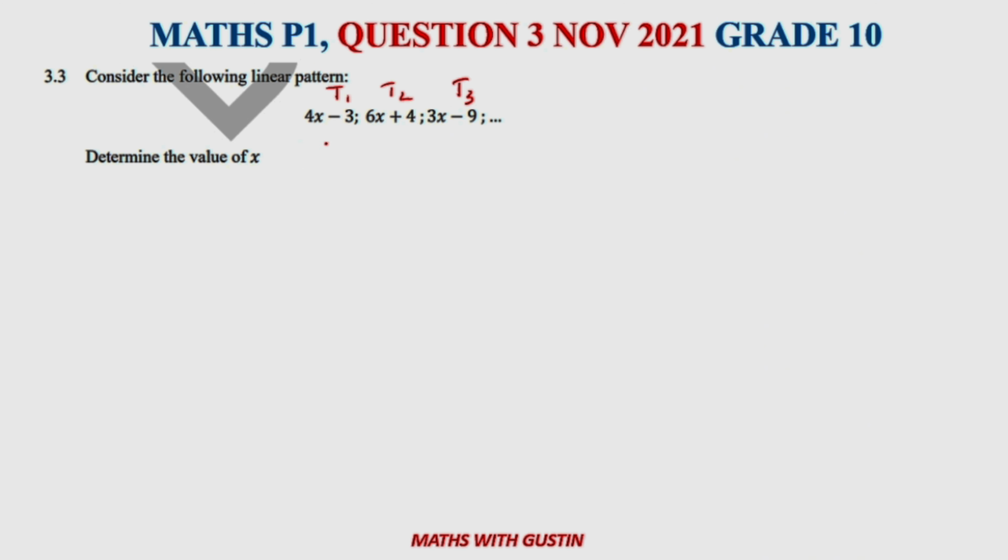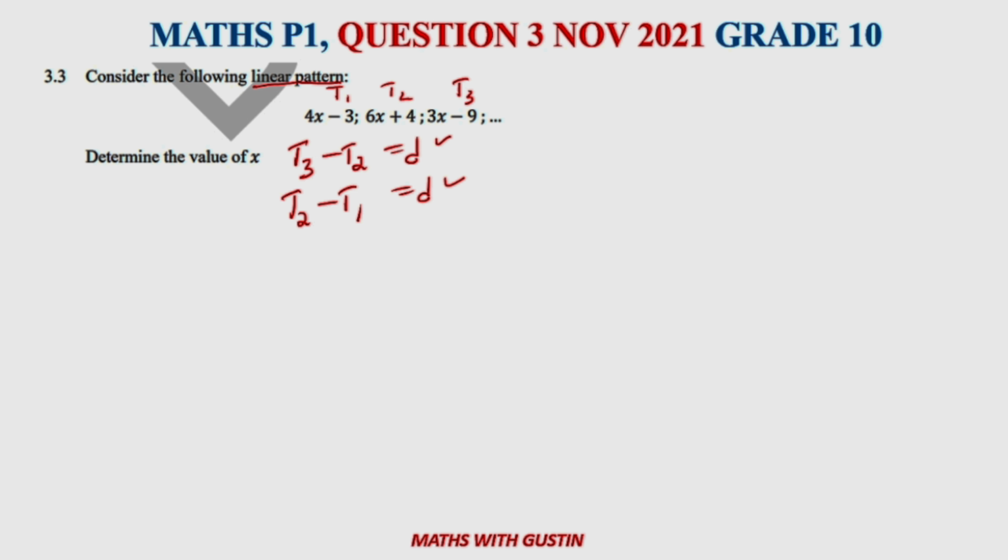Remember, they already told us it's linear. So if you're looking at a linear pattern, this is what you do. You must say T3 minus T2 is equal to d when you're looking for the difference. And then T2 minus T1 is equal to d. So these two have a common difference because it's a linear pattern.